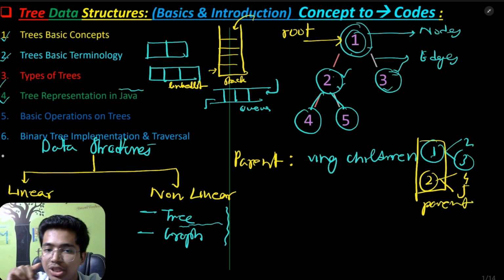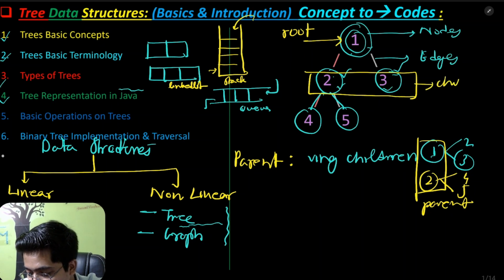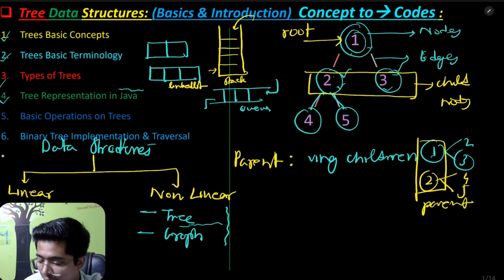And those nodes which are connected from a parent node are called the child nodes. So these are the child nodes. Now we'll be moving towards the subtree. If you observe these sections.